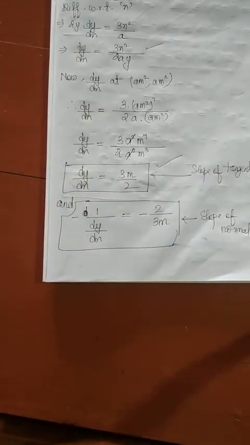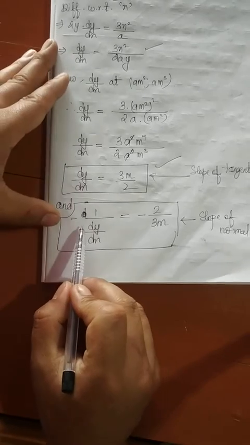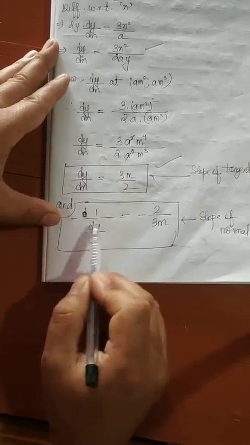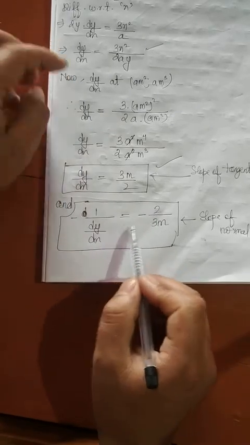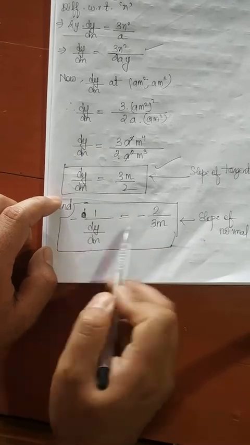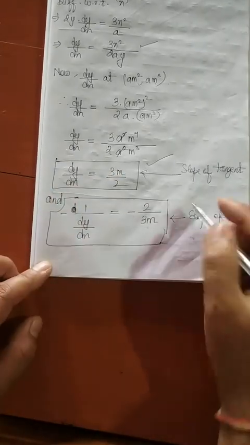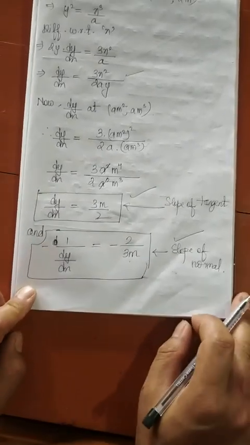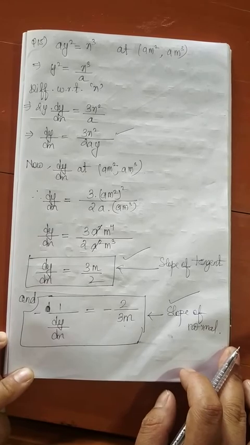What am I finding, by the way? I'm finding the equation of the normal. So if I'm finding the equation of the normal, then I need to find the slope of the normal. The formula to find the slope of the normal is minus 1 divided by dy by dx. So what is the value of dy by dx? 3m by 2. So minus 1 divided by dy by dx will be minus 2 by 3m. I hope you're clear with the slope of the normal. Pause the video to note down. Slope of tangent and then slope of normal.